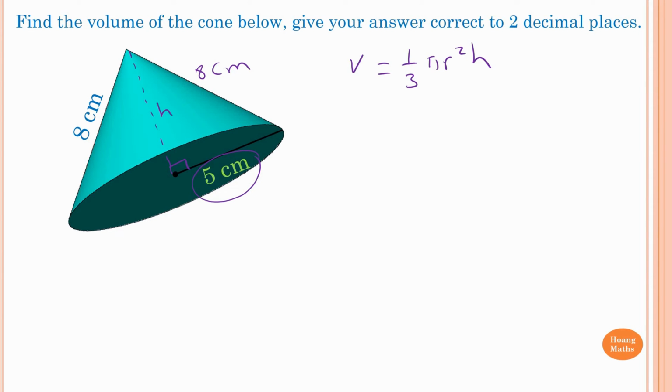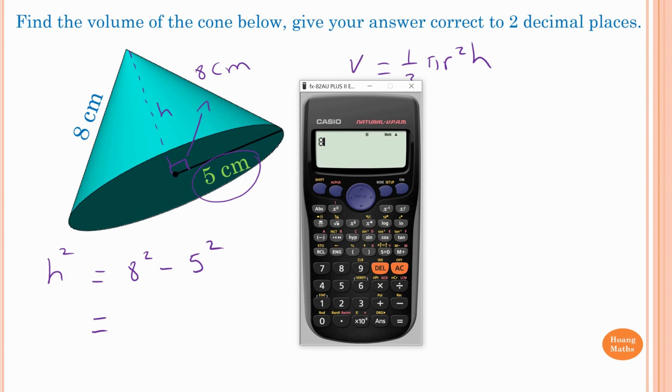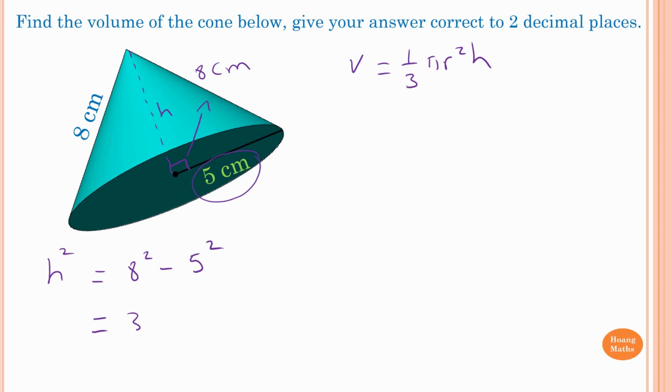So we have to use Pythagoras theorem to find out the height. So h square is equal to 8 square minus, because h is the shorter length, because opposite of the triangle is always the hypotenuse, that is the longer side. So 8 square minus 5 square. So now we just type 8 square minus 5 square. So that is 39. So h equals square root of 39.